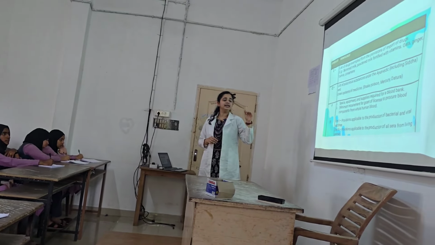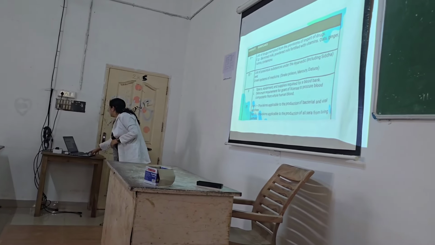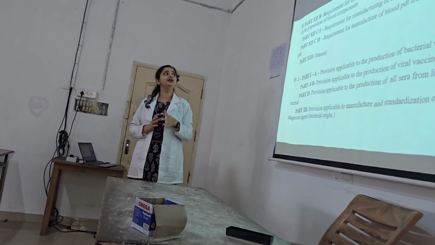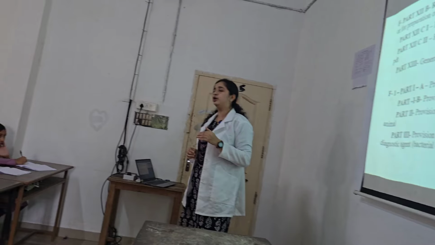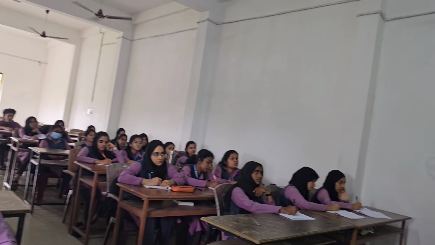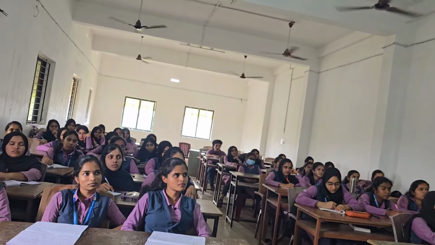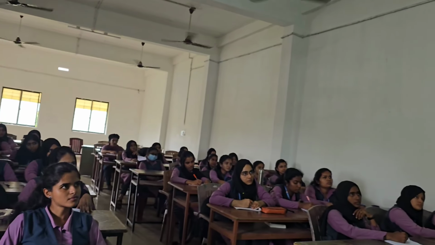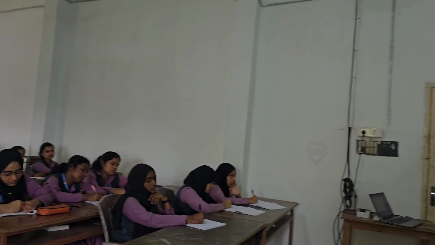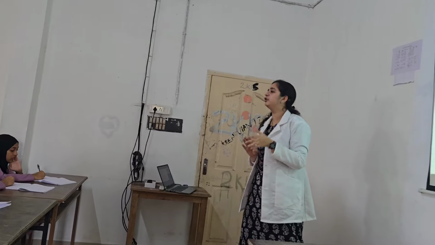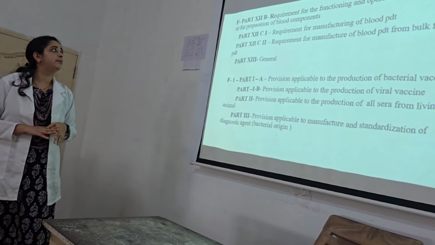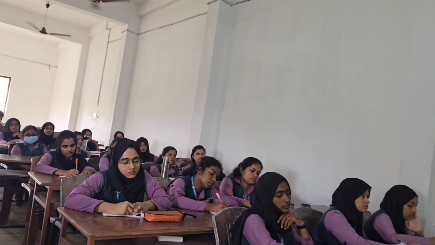And Schedule F. In Schedule F, Part 12B is important. Part 12B is the requirement for operation and functioning of a blood bank and for preparation of blood components. In Schedule F, Part 12C1 is the requirement for manufacturing of blood products.